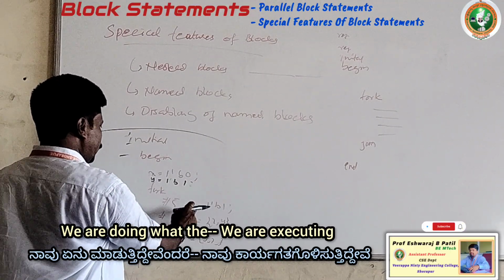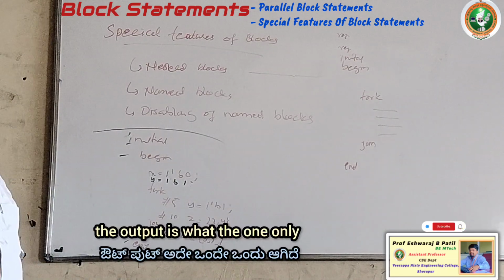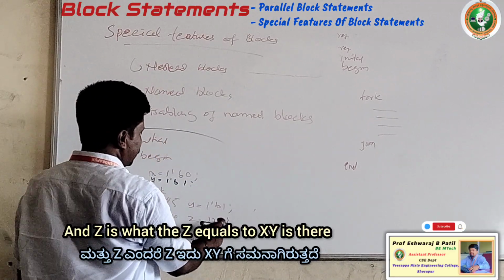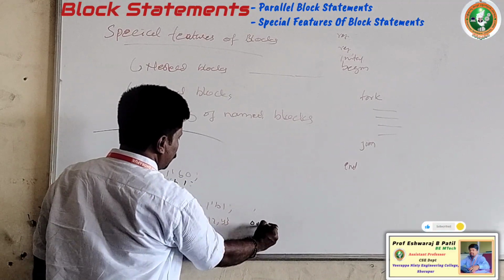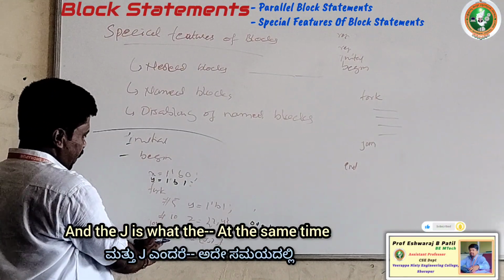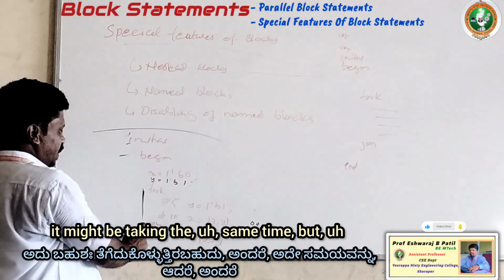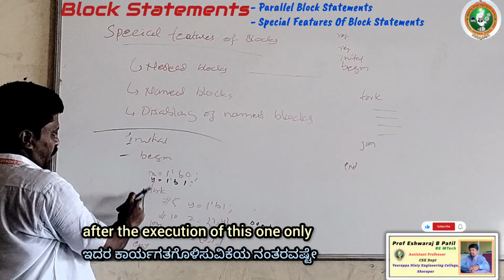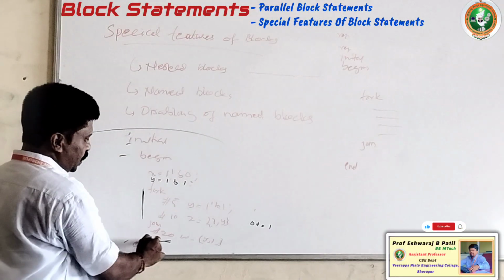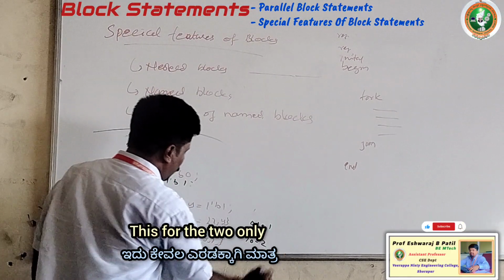We are executing y equals 1 bit of 1 only, so the output is 1 only. And z equals xy, where xy is 01, which is the decimal value 1 only. The z is at the same time, it might be taking the same time, but after the execution of this one only, it will be executing. How much time is it taking here? 20 minutes 20 seconds. yx is 10, which is 2 only.